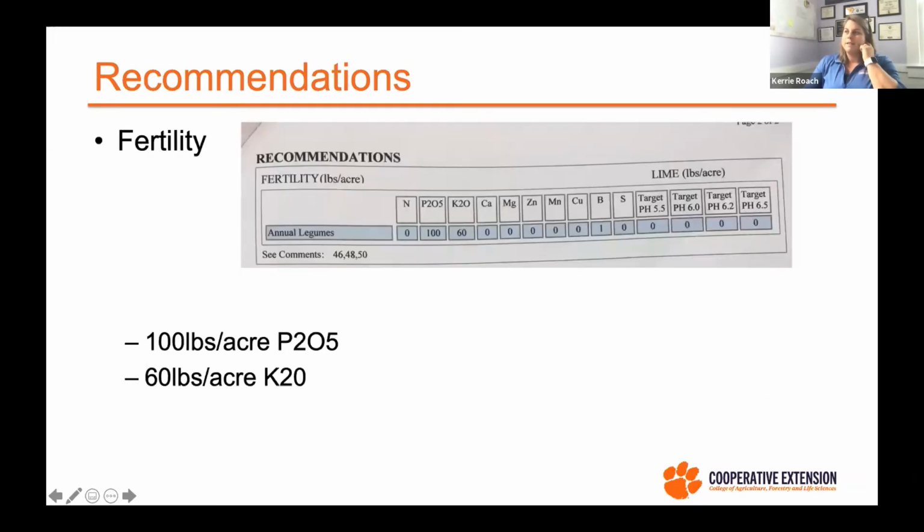So next thing is looking at fertility. So here's a fertility recommendation. It says that we need 100 pounds of P2O5 and 60 pounds of K2O. So when we go to the garden supply store, how do we know what to get? Or if we're using compost or manure, if we're using bone meal or blood meal, how do we know what we have?